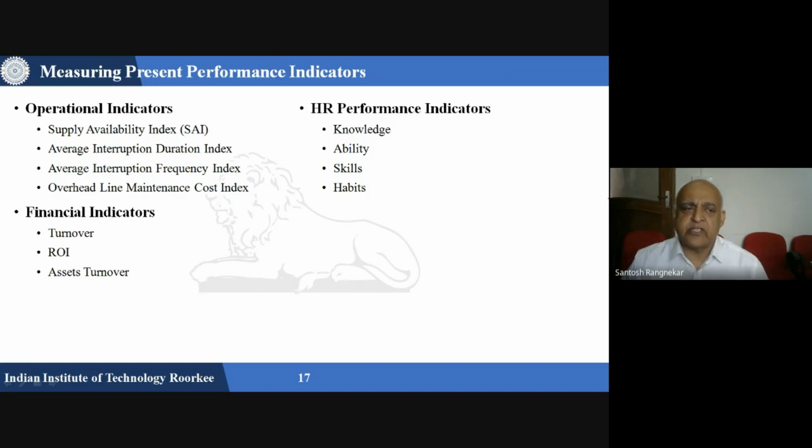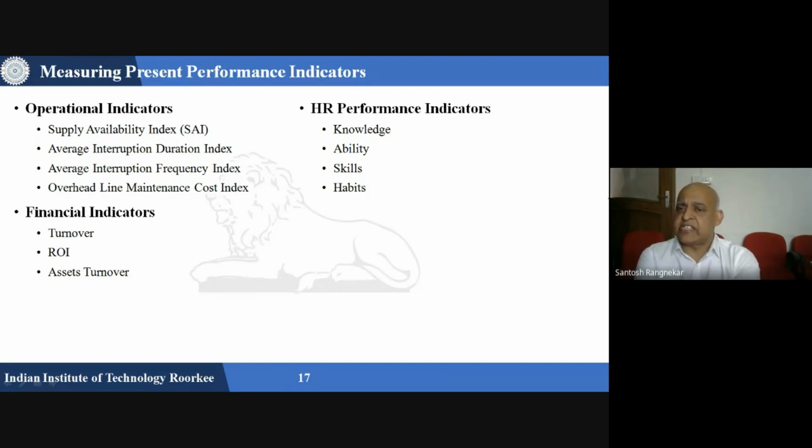If you are doing the SWOT of the operational indicators, there is the supply availability index, average interruption duration index, average interruption frequency index, and overhead line maintenance cost index. This is related to the transmission industries. So these will be the operational indicators for transmission organizations, whether it is a strength or a weakness.